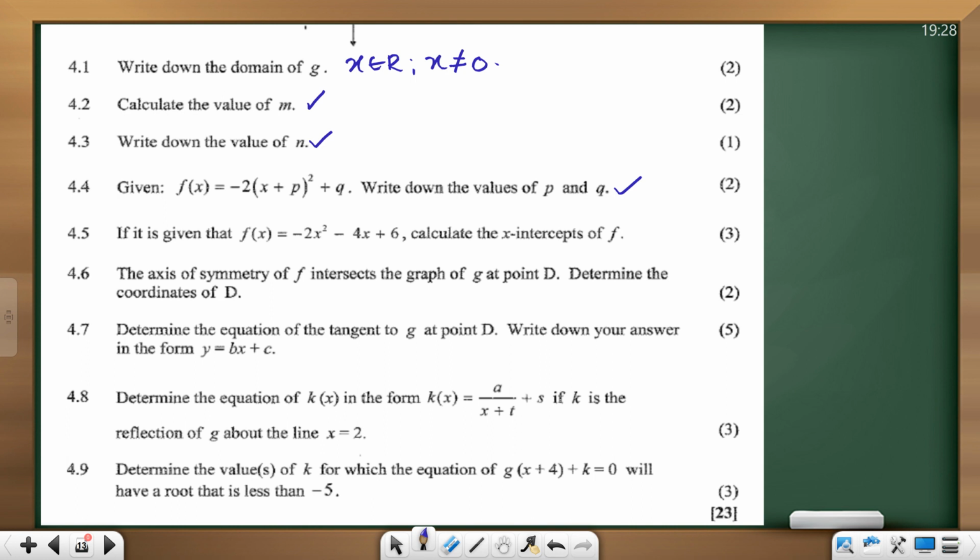It is given that f of x equals that. Please calculate the x-intercept of f. Quickly, very fast, very fast. Marks. X-intercept.